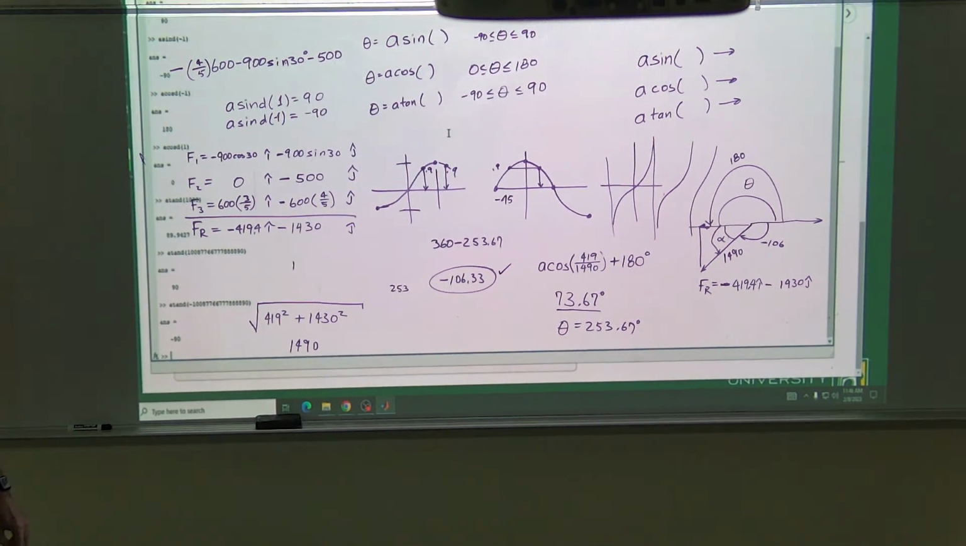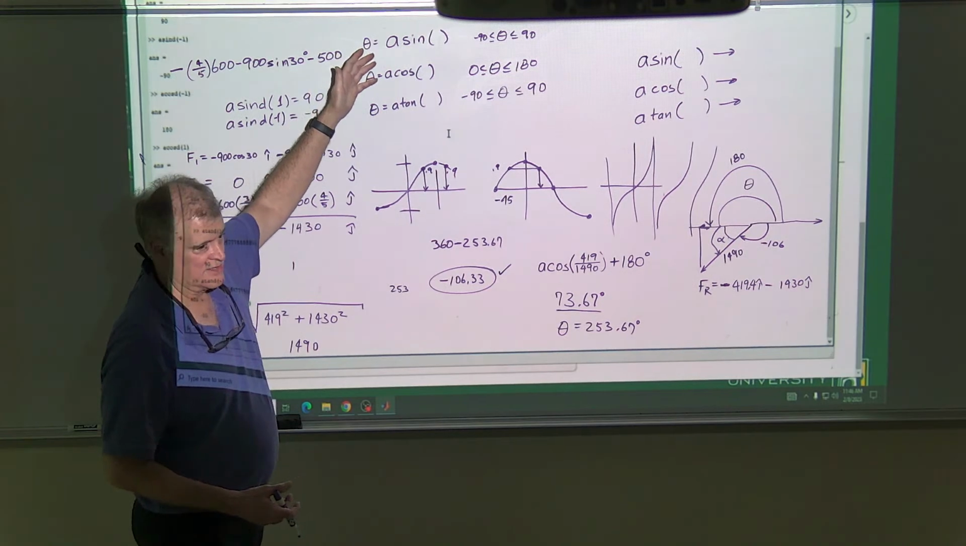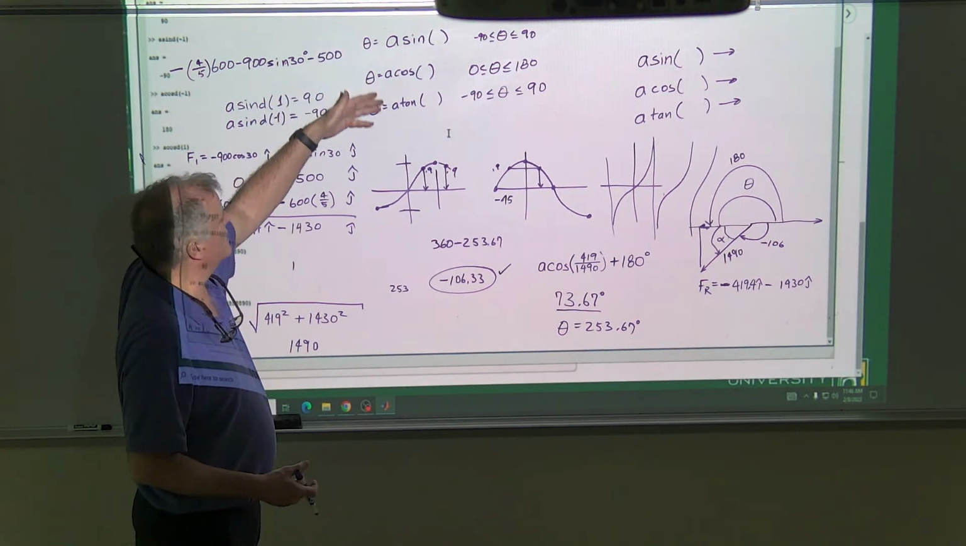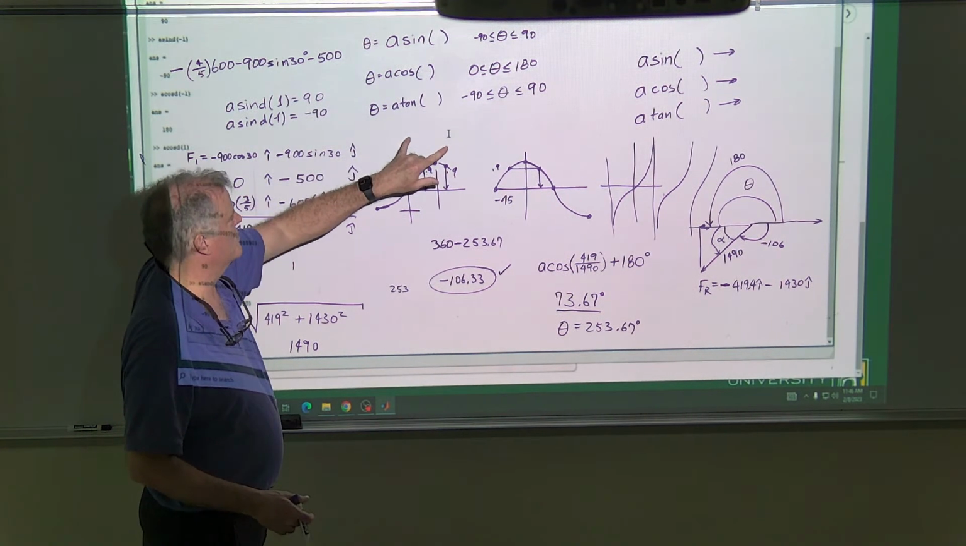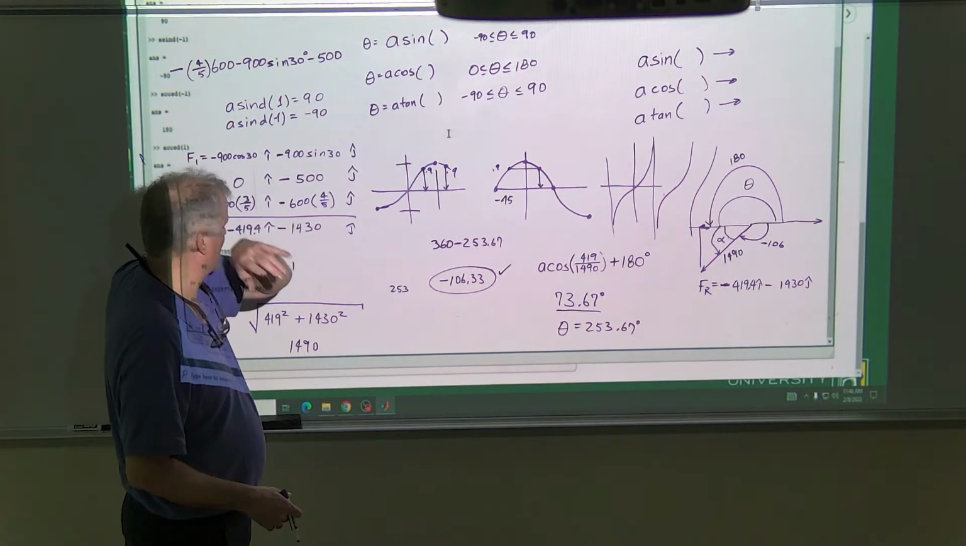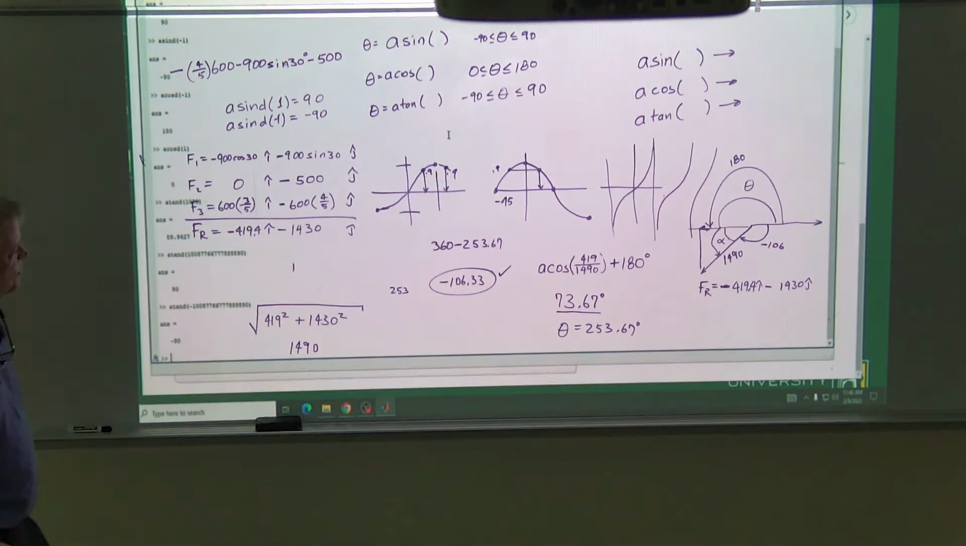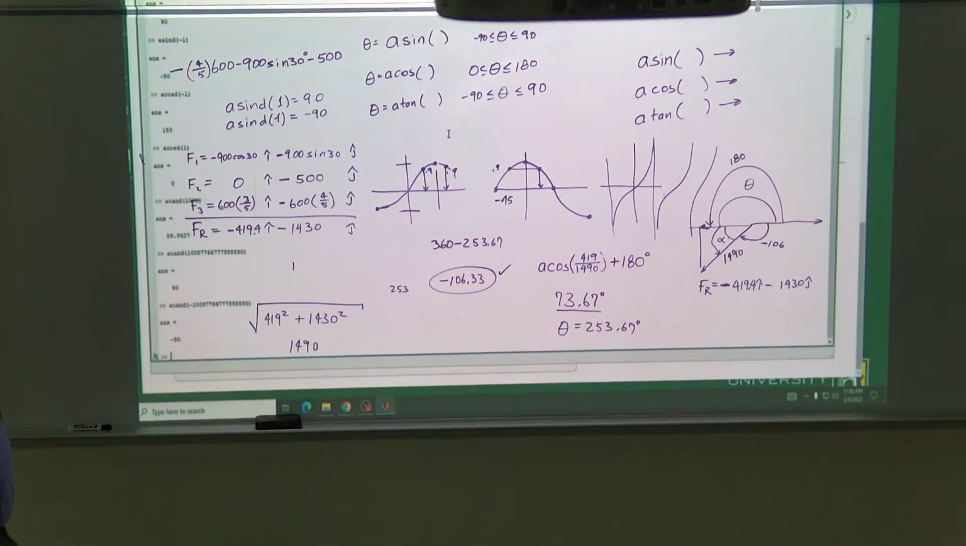Does that make sense? And so when you start doing arc sines and arc tangents and arc cosines, you're binding yourself to a range. It seems really strange, but it really is true. And that's just the way math works. There's nothing more you can do.